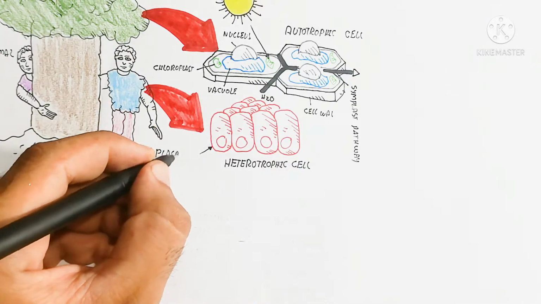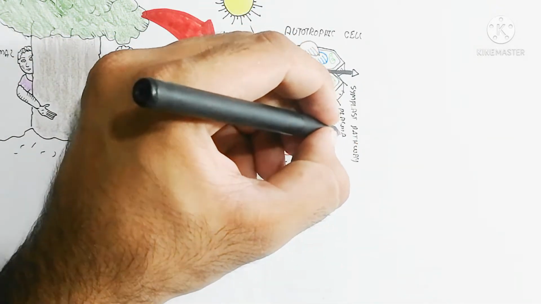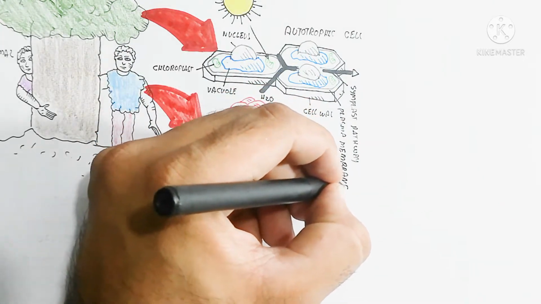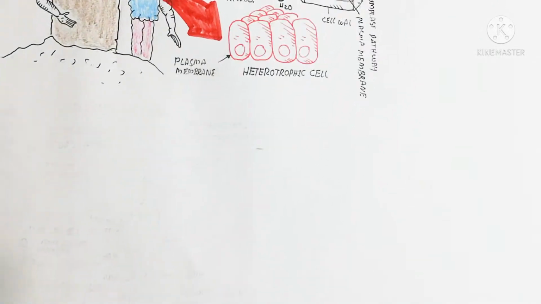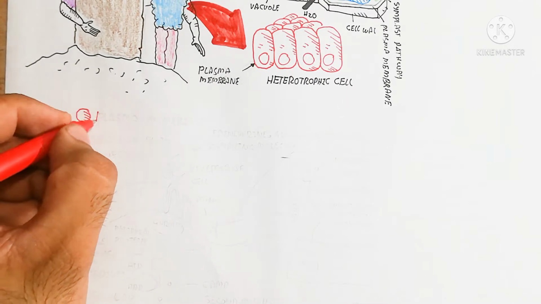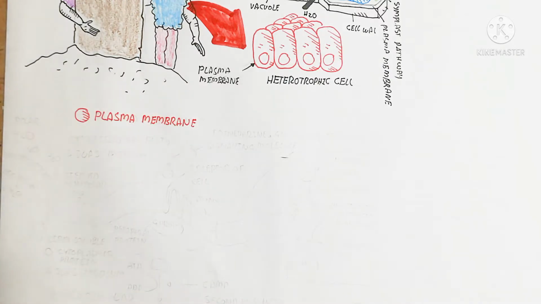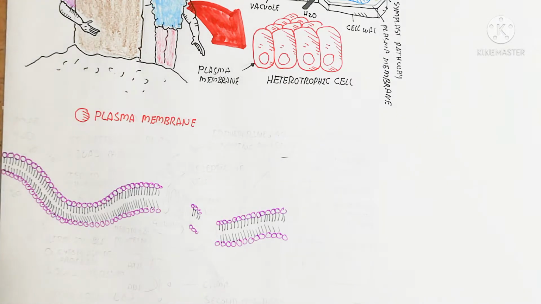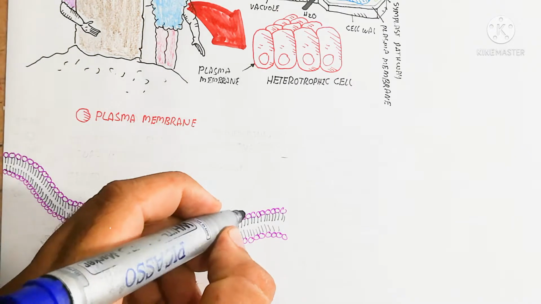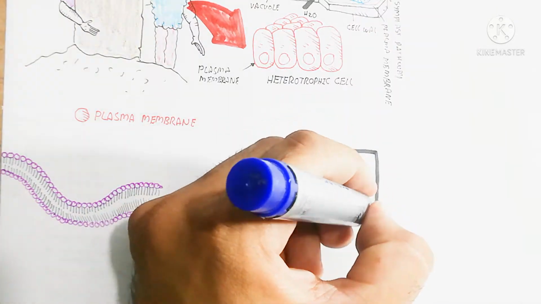So let's begin to understand the animal cell. Here I am drawing a person, which contains a tissue. This tissue is basically a heterotrophic tissue. The heterotrophic cell contains just a plasma membrane and no cell wall. On the other hand, it lacks chloroplast, so it consumes energy from plants and other sources. It is known as a heterotroph because it does not produce energy by itself using light.